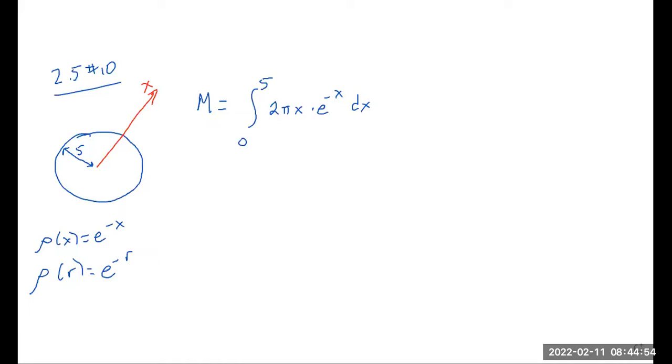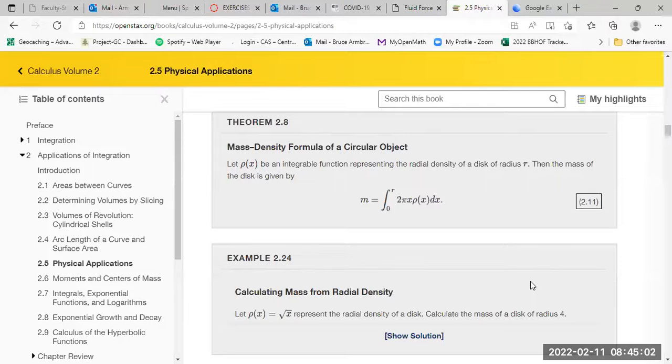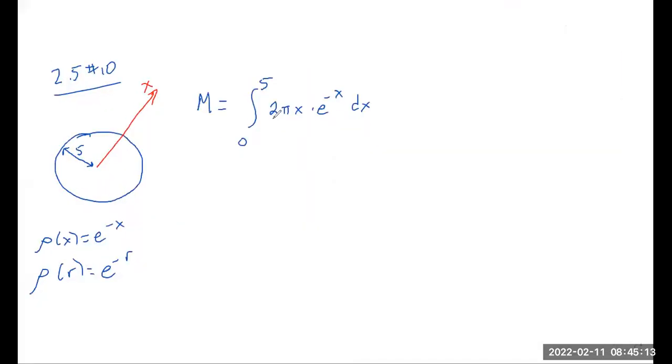I'm going to go ahead and real quick go back to the book, and then we'll come right back. So if we go back to the book, integral from 0 to 5, 2 pi x times rho of x dx. That's exactly what we've got on our whiteboard, right? 2 pi x times rho of x dx. All right, so at this point, questions? Are we okay with how this thing is set up?